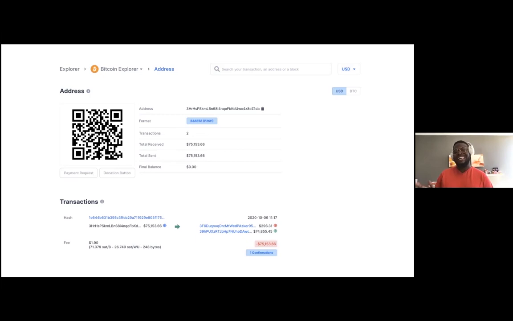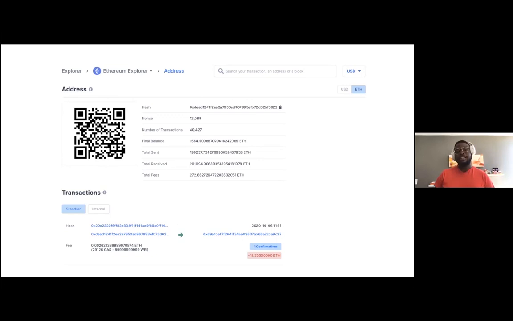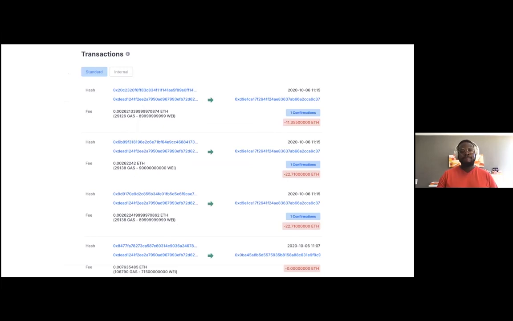Blockchain.com also offers an Ethereum Explorer, which is slightly different, but works exactly the same. More on this later.